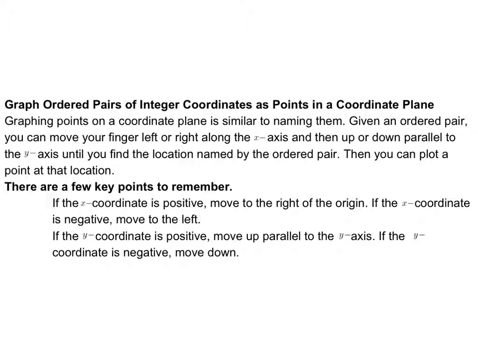Now we're actually going to be graphing ordered pairs on a coordinate plane. Graphing points on a coordinate plane is similar to naming them. We're going to be given an ordered pair this time. We start at the origin, and go either left or right along the x-axis, and then up or down for the y, until we can find the location. Then we can plot the point there. A few key points to remember: if the x coordinate is positive, we move to the right. If the x is negative, we move left. If the y coordinate is positive, we move up. If the y coordinate is negative, we move down.